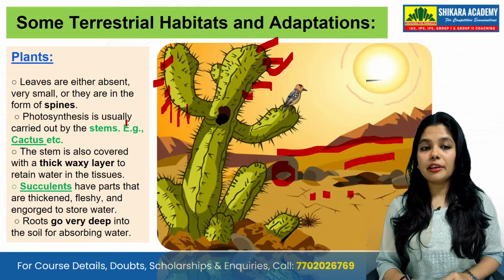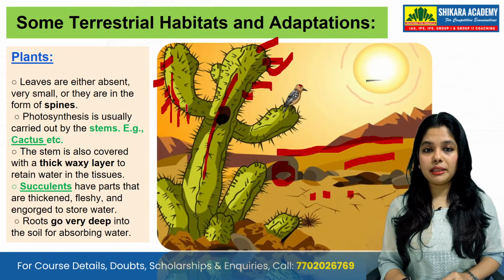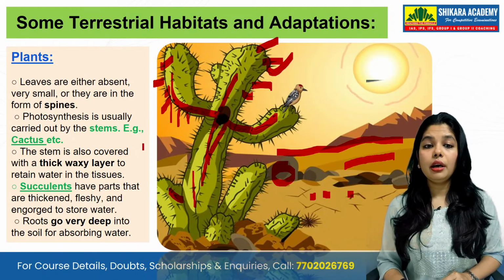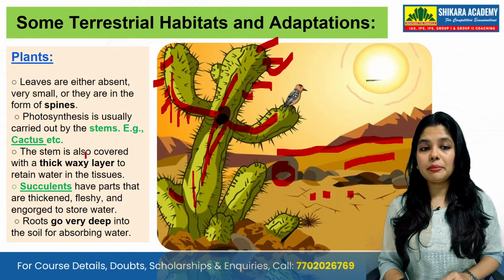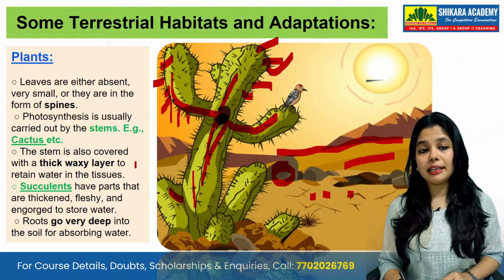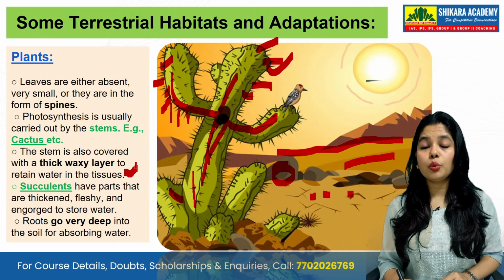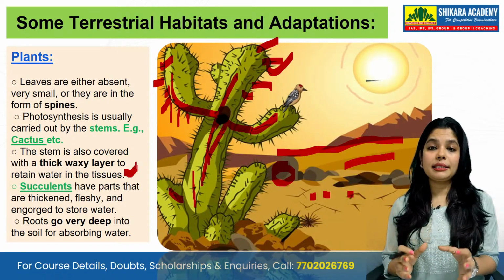Photosynthesis is usually carried out by the stem. This is the stem and it is carrying out the photosynthesis. You can see the color is also green. Okay, for example, the cactus plant. The stem is also covered with a thick waxy layer to retain water in the tissue. So they have a thick waxy layer.